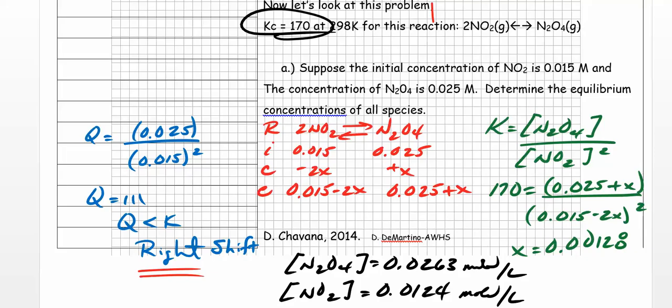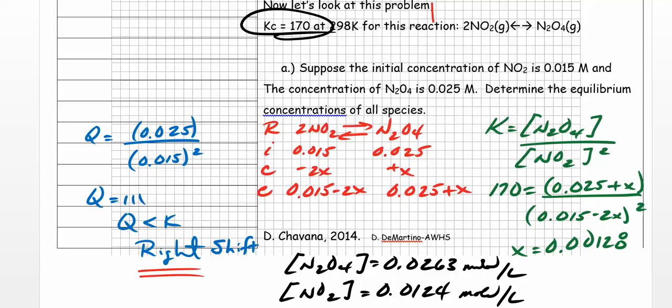So that'll put a plus on the right-hand side and a negative on the left-hand side. The 2 is because of the coefficient in front of the NO2. And so we have minus 2x here and plus x there. So now let me just add up the initial concentration and the change row: 0.015 minus 2x and 0.025 plus x, just like that. Okay. And by the way, I'll never use this Q again. I'm not going to need it anymore. I only needed it for the purpose of telling me the direction of the shift, and it was to the right.